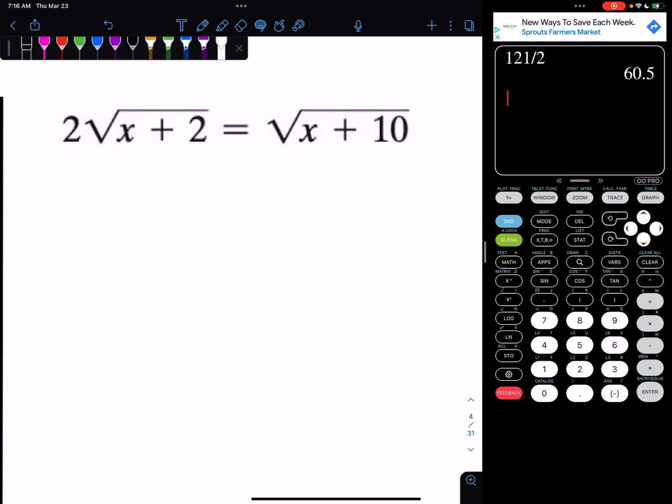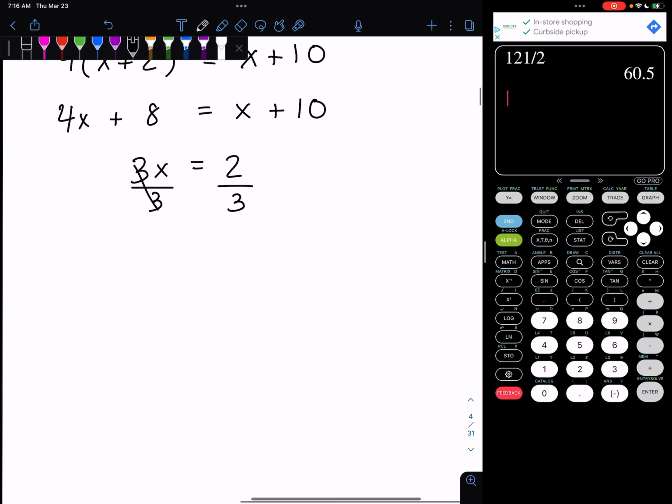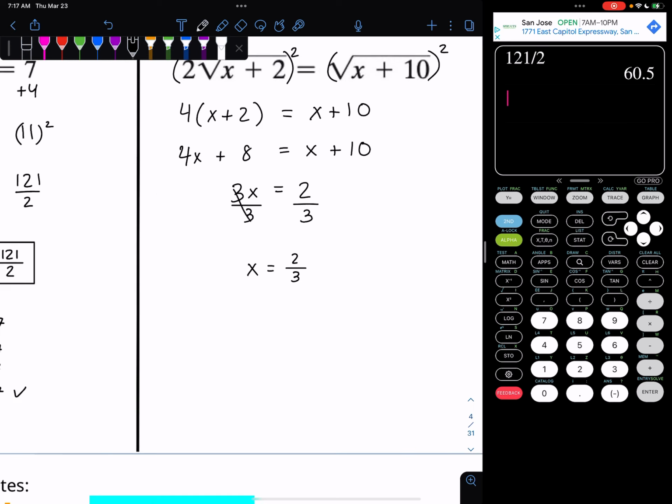All right, here we go. We're going to do that same skill. You're going to square both sides. 4 times x plus 2 is equal to x plus 10. Notice you undo the square root. 4x plus 8 is equal to x plus 10. 3x is equal to 2. Divide both sides by 3. X is equal to 2/3. And we have to check our work.